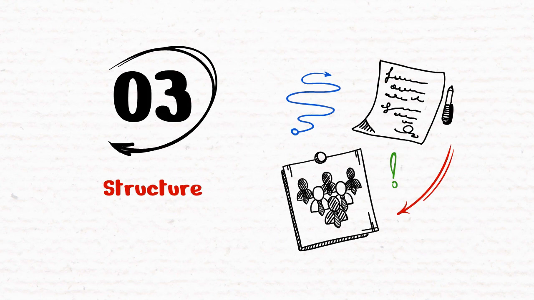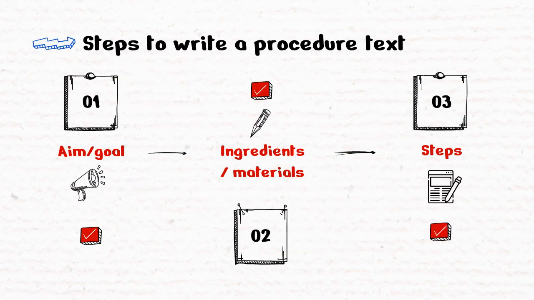Next, we will talk about the structure of procedure text. There are three structures in procedure text. So the first part in writing procedure text is aim or goal, which means purpose. Usually, this purpose lies in the title, which indicates the purpose of the text. For example, how to make dalgona cafe. So, the goal of this text is to know how to make dalgona cafe.